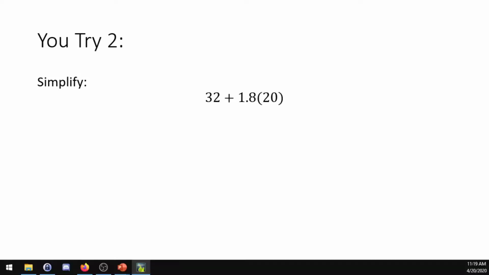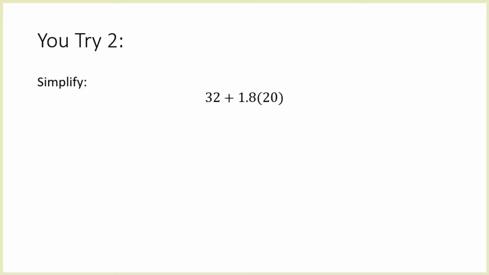Now that you've tried it on your own, let's do it together. So I have 32 plus 1.8 times 20. Okay, first thing I want to do is do this multiplication right here. 1.8 times 20. Ooh, I might need to pull out a calculator for that one. So I pull out my calculator, of course, my Casio FX260 Solar. 1.8 times 20. And I'll get 36.